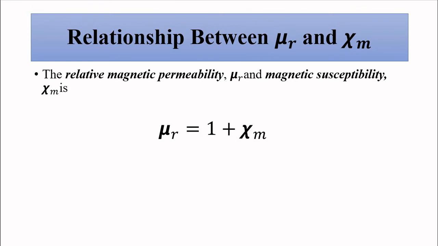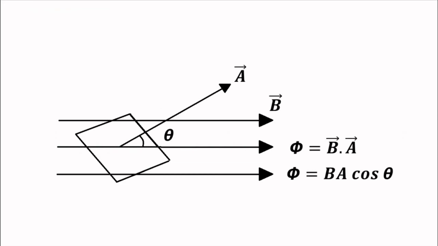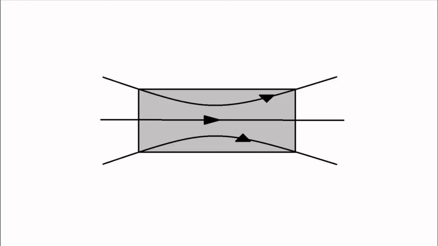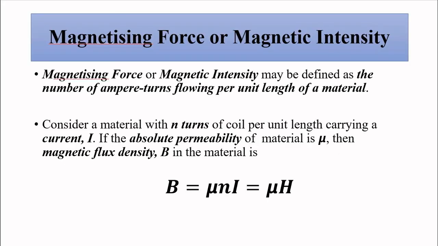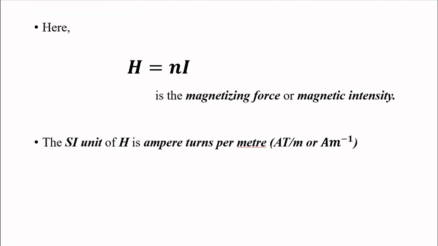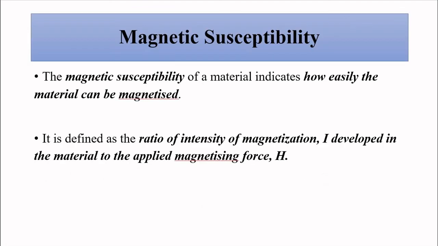So here we have discussed in a very quick manner all the important parameters related to electromagnetism, or the magnetic effects of electric current. First, magnetic flux density and magnetic flux, then magnetic permeability, then magnetizing force or magnetic intensity, then intensity of magnetization, and then magnetic susceptibility.